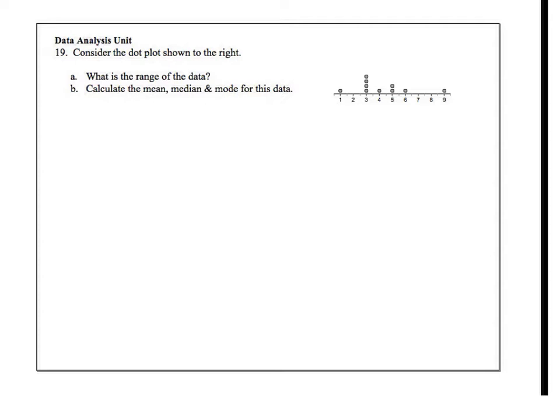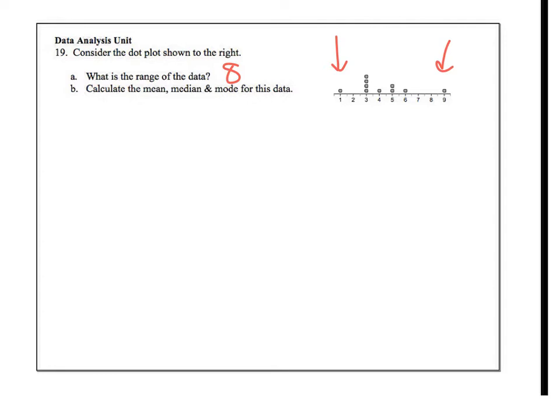So we're going to start with 19, which says consider the dot plot shown to the right. What is the range of the data? With a dot plot, you can see that our minimum is here. We have 1, 1. And then our max is 9. So 9 minus 1, my range is 8. Pretty straightforward. Alright, for the next part, it says we have to do the mean, median, and mode.